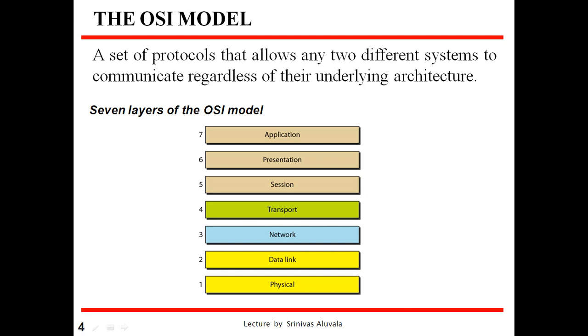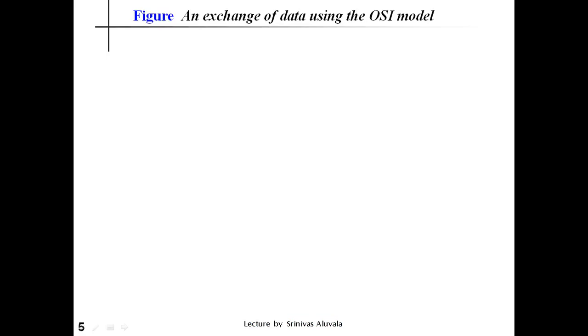The OSI model is not a protocol, it is a model for understanding and designing a network architecture that is flexible, robust and interoperable. The OSI model architecture comes with 7 layers. They are the application layer, presentation layer, session layer, transport layer, network layer, data link layer and physical layer. Every lower layer provides services to their upper layers in the OSI network architecture.